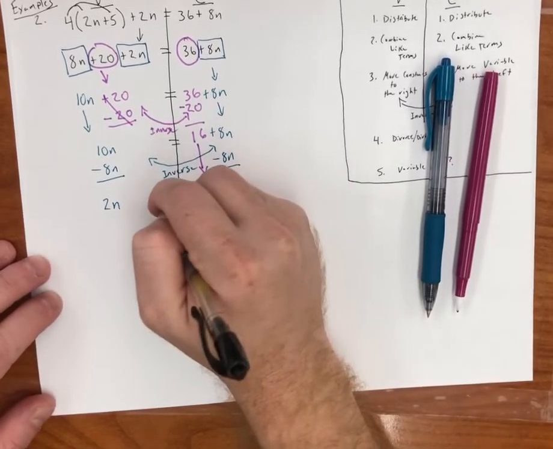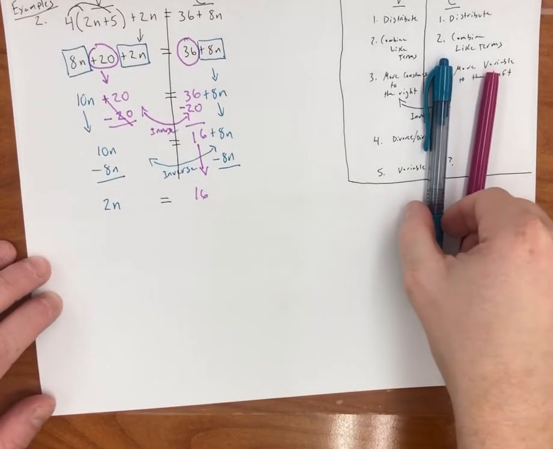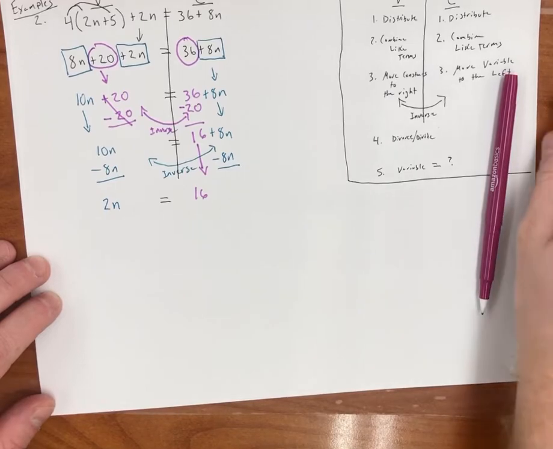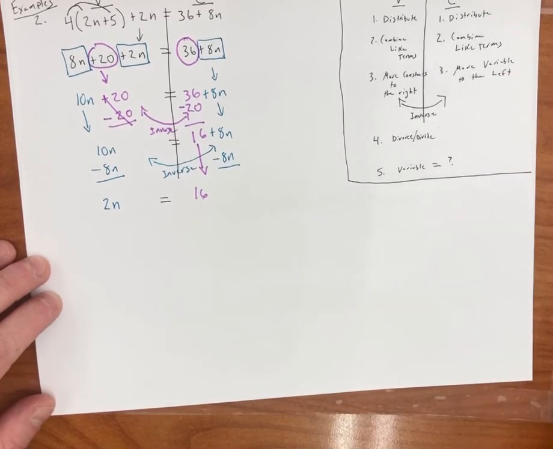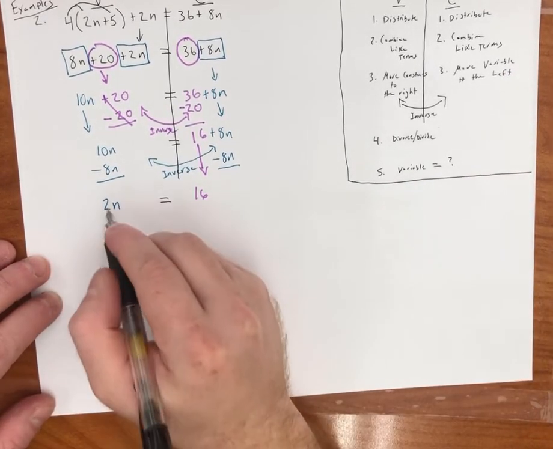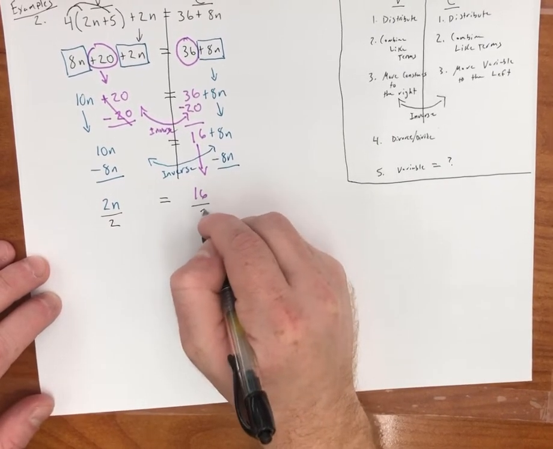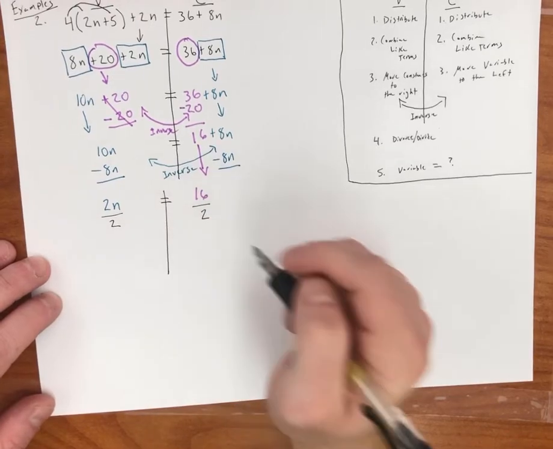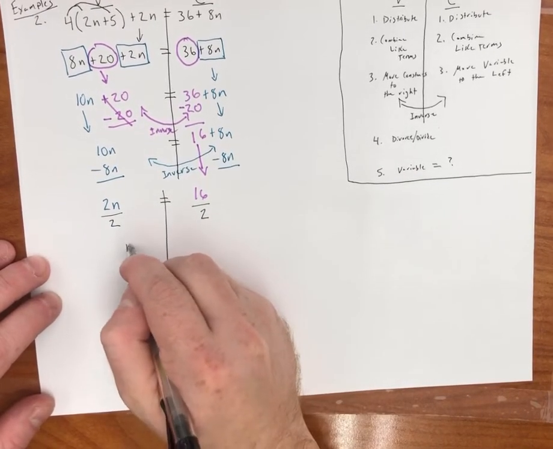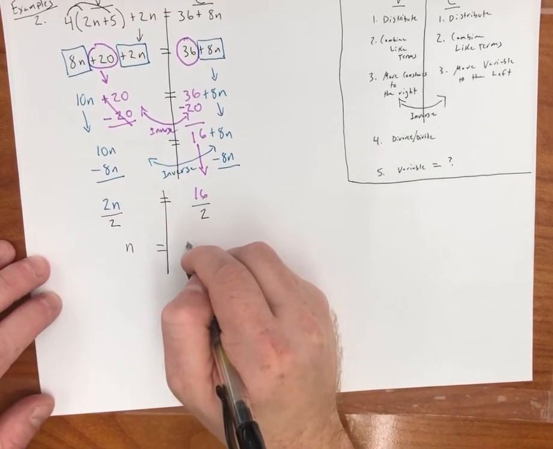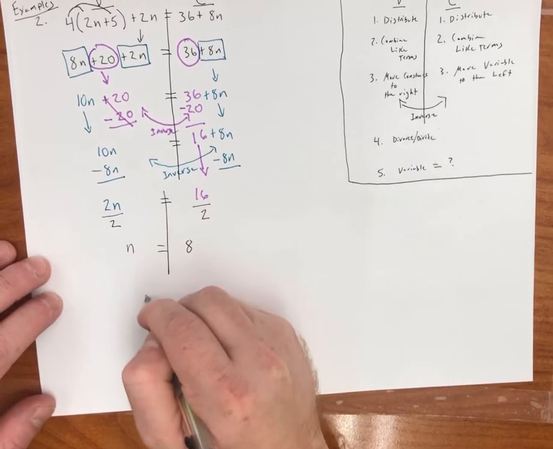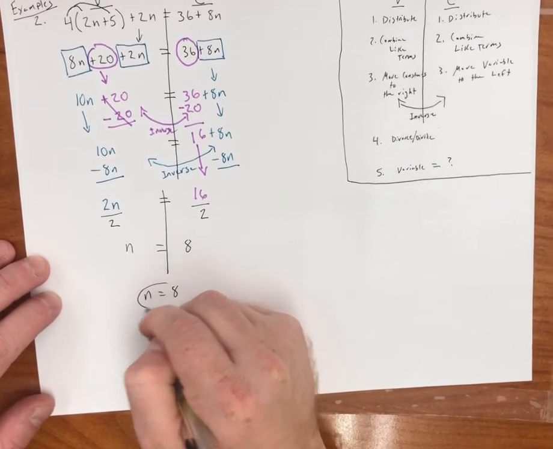And remember, they are still equal. Remember, our last step is to divorce and divide. I have 2 times n, so I have to divide by 2. Remember, what we do to one side, we have to do to the other. I've got n equals 16 divided by 2, which is 8. So n equals 8.